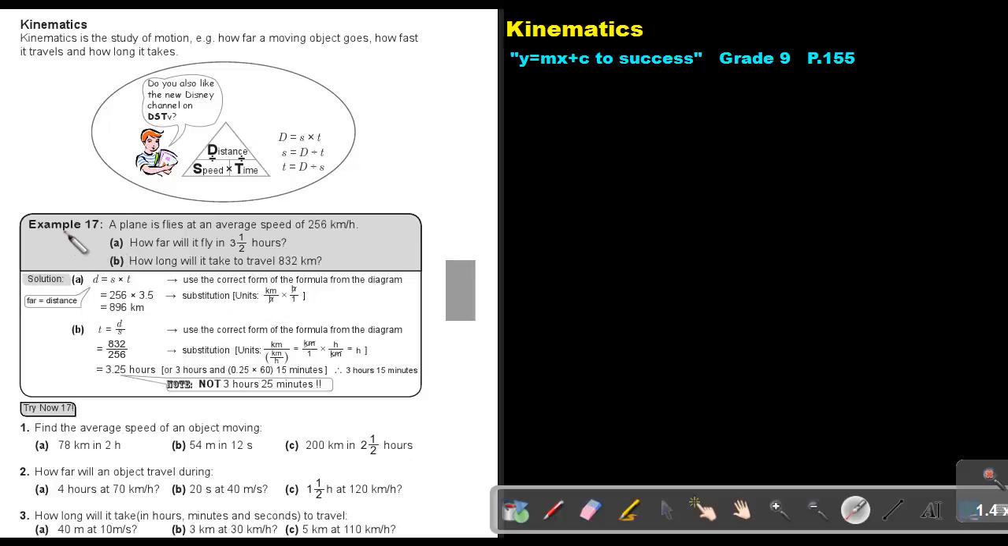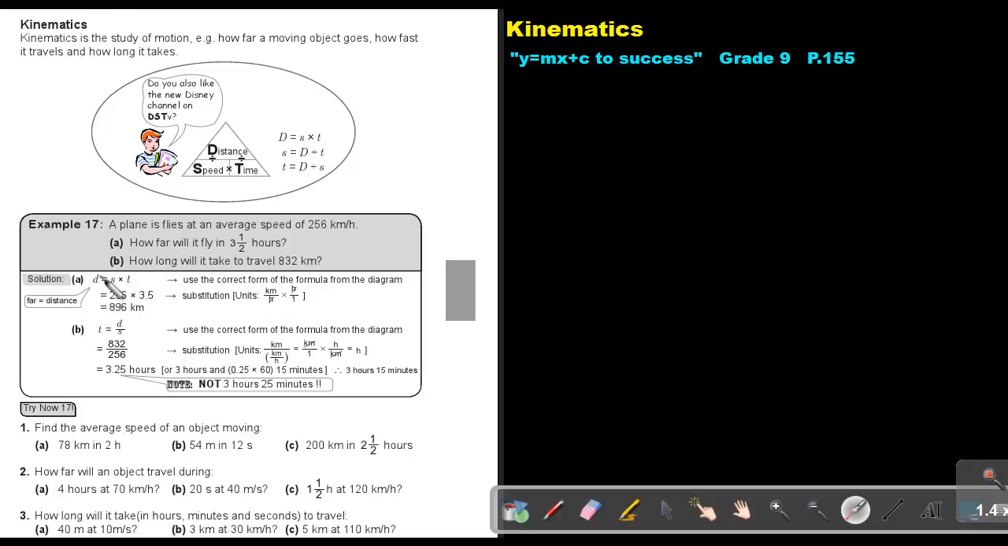Okay, let's look at example 17. A plane flies at an average speed of 256 kilometers per hour. How far will it fly in 3.5 hours? Okay, how long will it take to travel 832 kilometers? So how far? Far will be distance. Distance is speed multiplied by time.